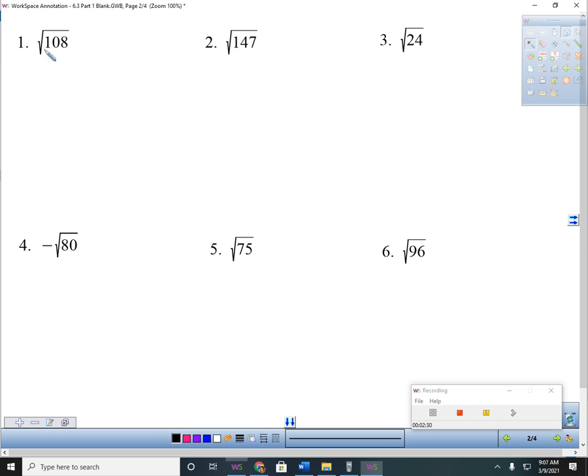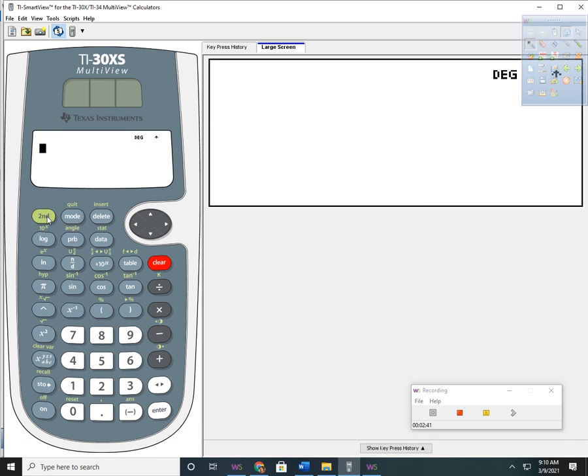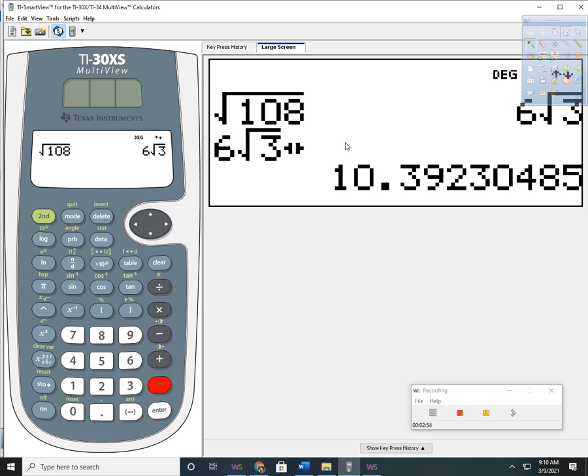All right, so I'm taking the square root of 108. Now, the first thing I always do is I check to see if the number is a perfect square. So if I take this number and I square root it, so second, and then you would press this little x squared button because that's where the square root is, of 108. Okay. Notice that it actually tells me what it is. All right. Your calculator will actually do these, the small ones.